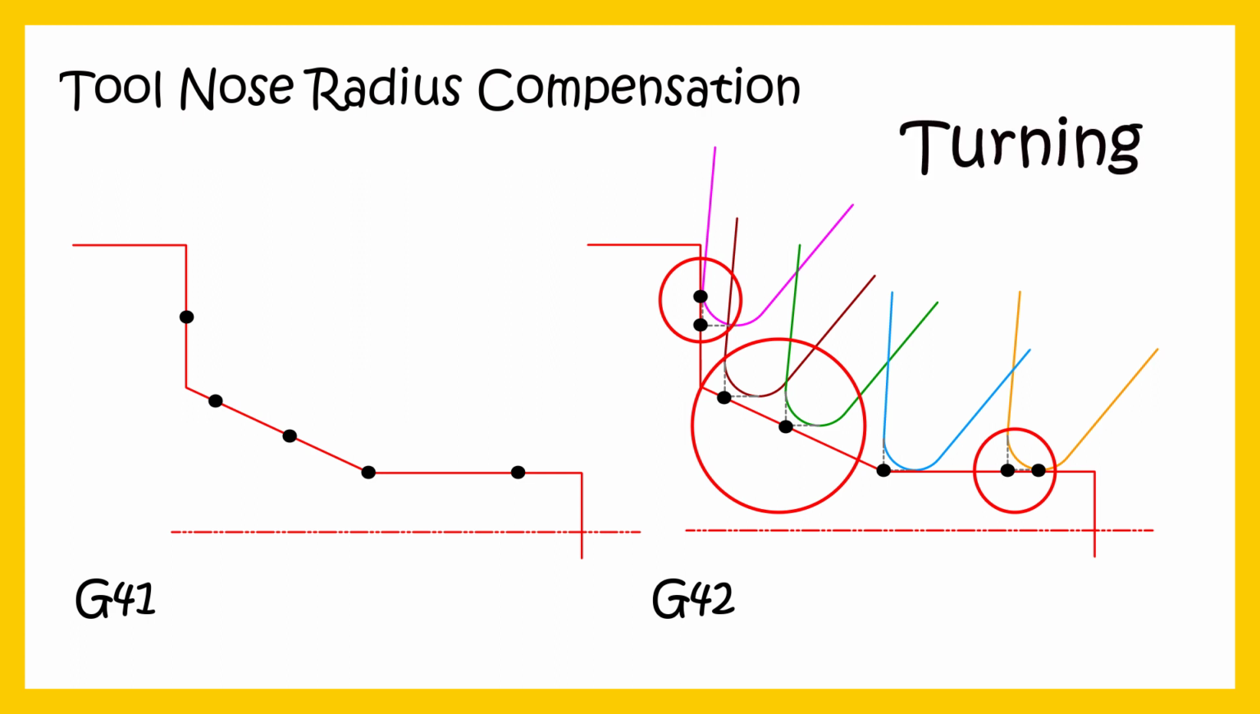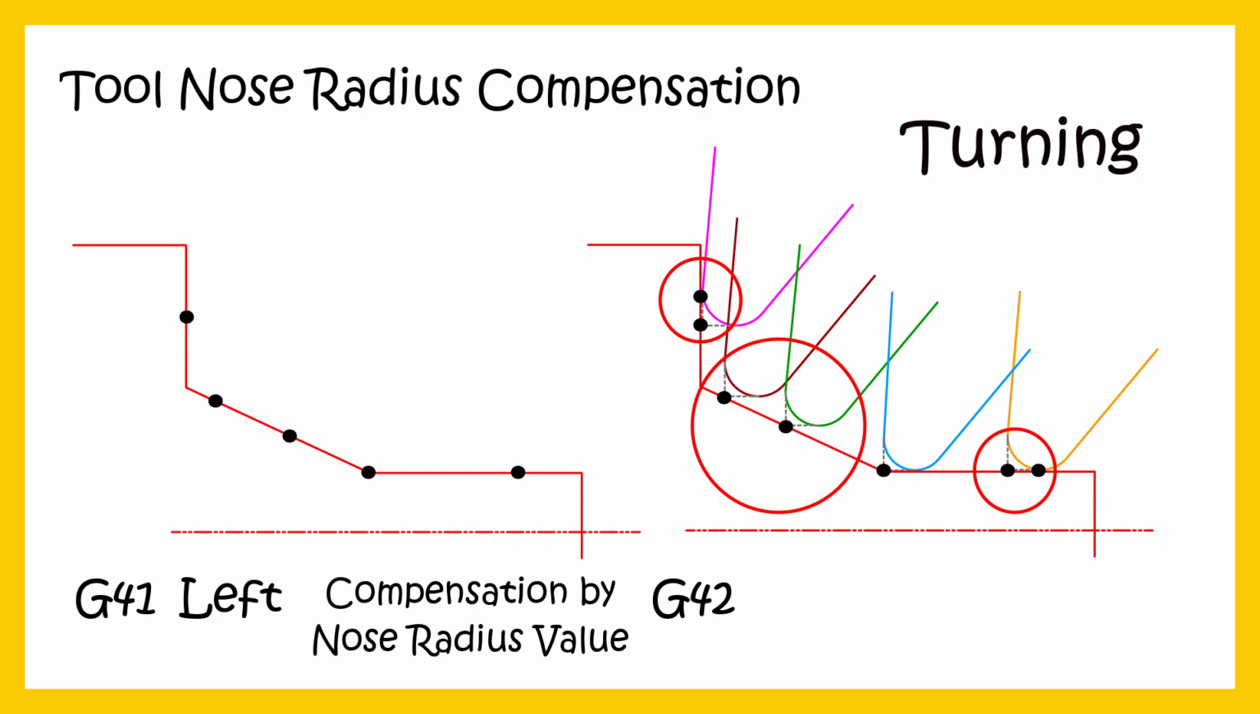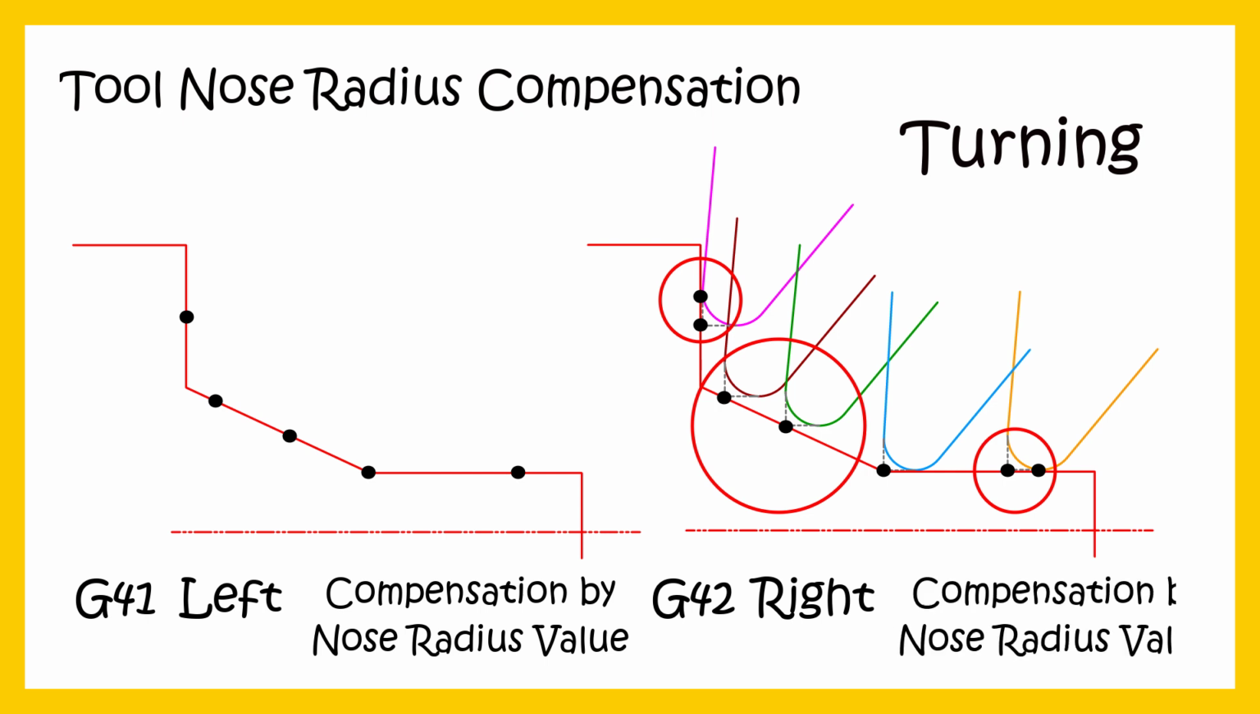G41 means cutter radius compensation left or tool nose radius compensation left. In a simple way, we can say that when we apply G41, the tool will move towards the left by the value corresponding to the tool nose radius. G42 means cutter radius compensation right or tool nose radius compensation right. So when we apply G42, the tool will move towards the right by the value corresponding to the tool nose radius.